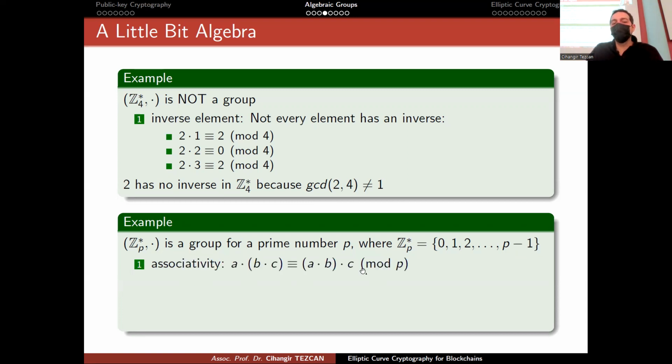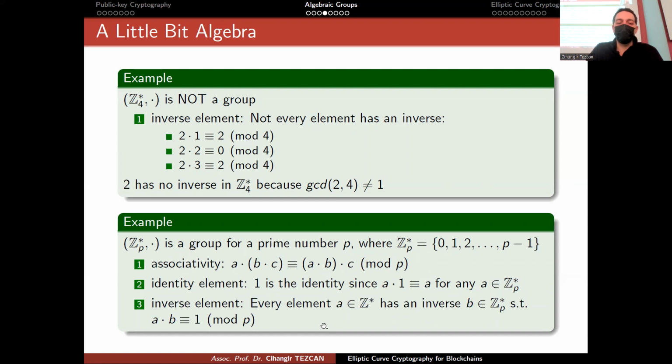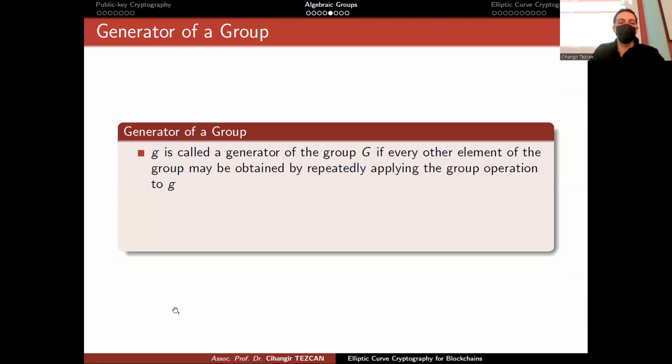So associativity works, as you might guess. 1 is the identity element. Take any element from Z_P star, multiply it with 1, and you end up with A again, modulo P. But now every element has an inverse. I'm not going to prove it, but you have to trust me in this case, because since that element is relatively prime with P, if you multiply with every possibility here, you will see that it has an inverse.